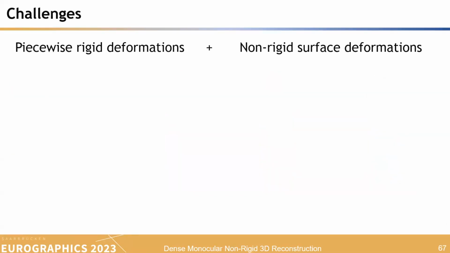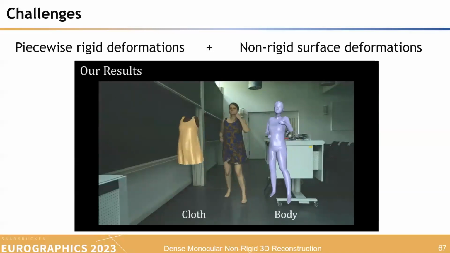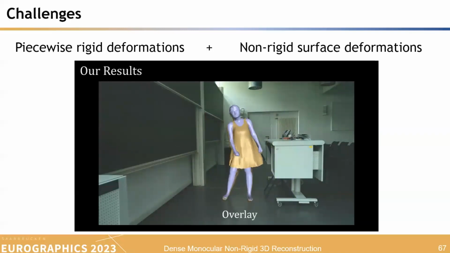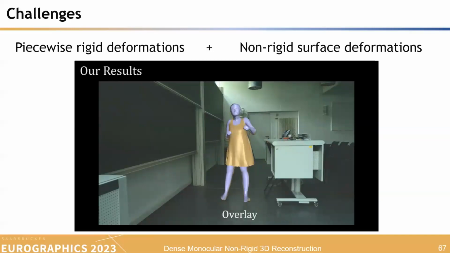Now, in terms of the taxonomy of the challenges, we are getting into a realm where the deformations are being driven by two sources. One is the piecewise rigid deformations that happen at the skeleton level. And then there are fine-grained non-rigid surface deformations, as we can see here. So we have a body model that is tightly fitting to the body, and then we have a clothing model that's free to move around in a certain fashion. So it gets interesting to model these things.